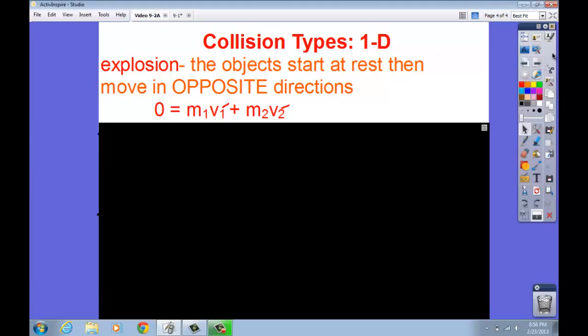The interesting thing about an explosion is that the objects, each of them, has to have the exact same momentum after the explosion. If I rearrange the equation on the screen, 0 equals 0 because they start at rest, m1 v1 prime, that prime is just a way to signify after the collision, plus m2 v2 prime, it becomes m1 v1 prime equals negative m2 v2 prime. So they're going to have the exact same momentum after the collision. They'll just be moving in opposite directions.